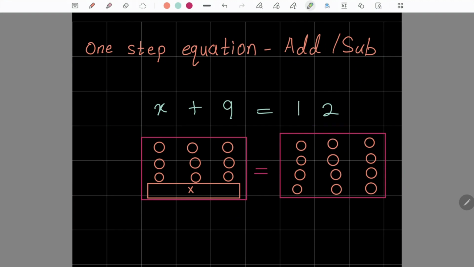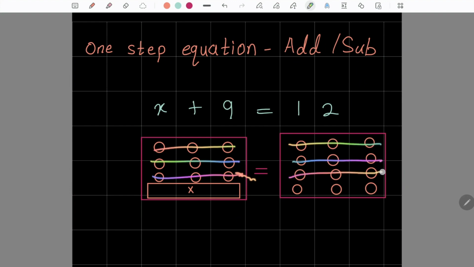Now remember, an equation means both sides are equal, like a balance. To find x, we remove the 9 circles from the left side. But to keep the balance fair, we must also remove 9 circles from the right side. When we remove 9 from 12, we are left with 3 circles over here. Those 3 circles match the bar labeled x. So x is equal to 3.